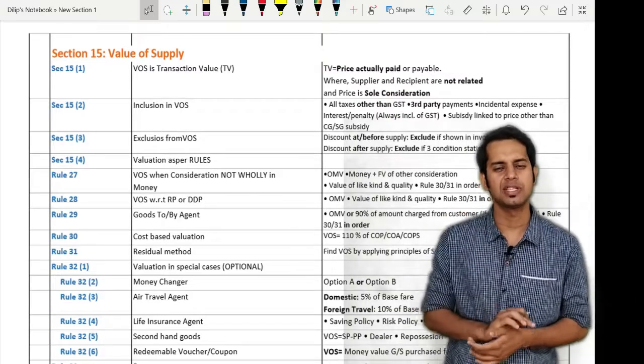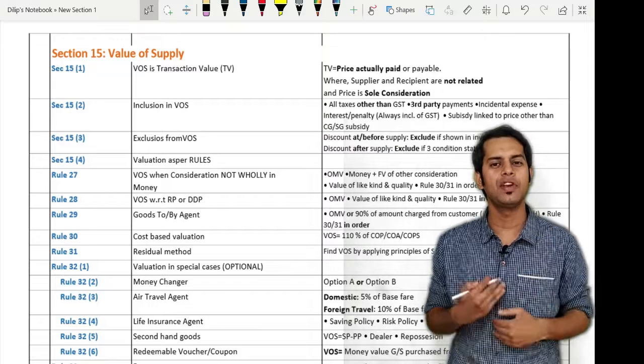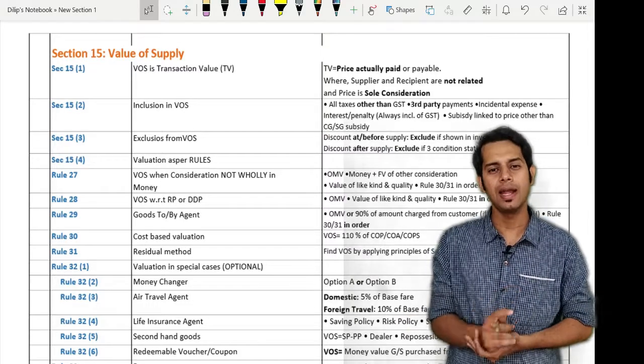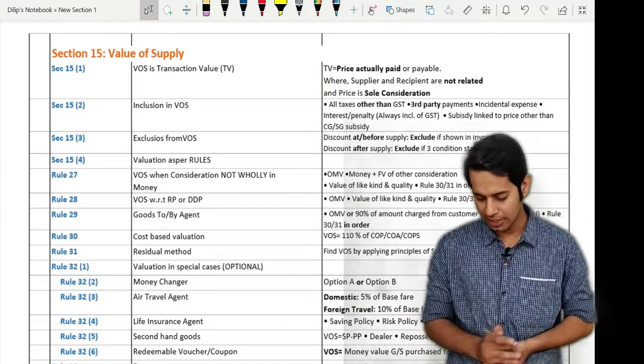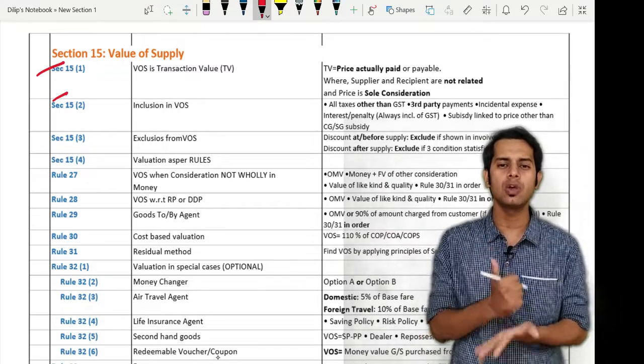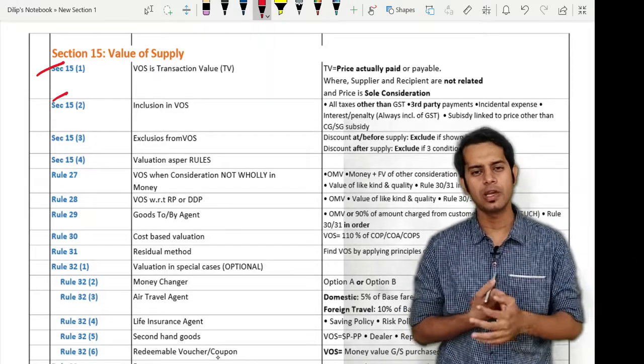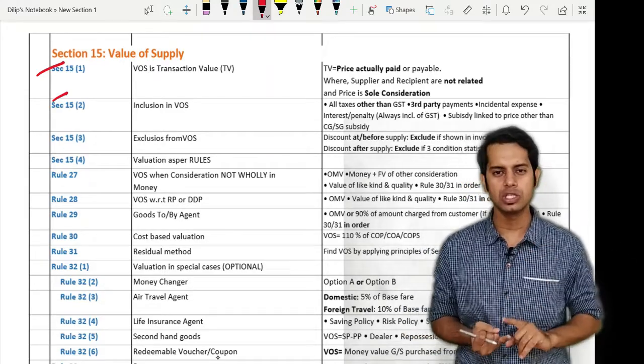Section 15 subsection 1 says that value of supply is transaction value, which is the price actually paid or payable where the supplier and recipient are not related and price is the sole consideration. Section 15 subsection 2 talks about inclusions in value of supply. What are you required to include in value of supply? There are totally 5 inclusions.